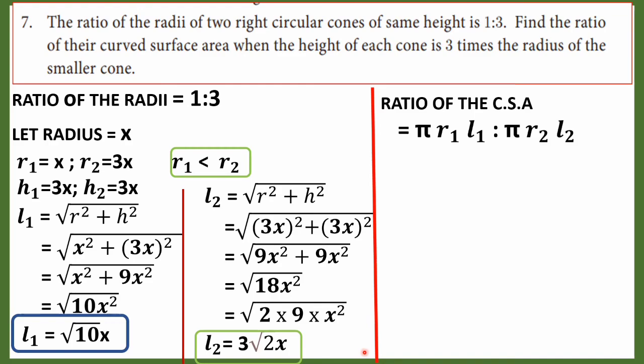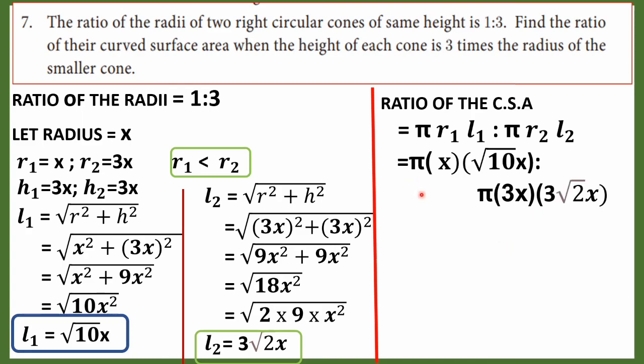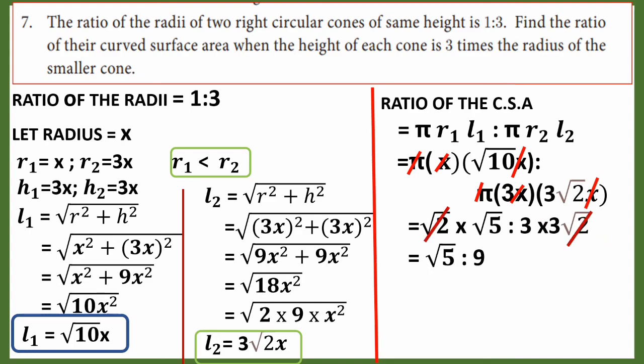Ratio of CSA equal to pi R1 L1 is to pi R2 L2. Substitute the values. Please simplify. See here, cancel the like terms. This pi and pi get cancelled and x and x and x and x. We write this root 10 as root 2 into root 5, is 3 into 3 root 2. Cancel this root 2. Root 5 is 9. So ratio of the curved surface area equal to root 5 is 9.